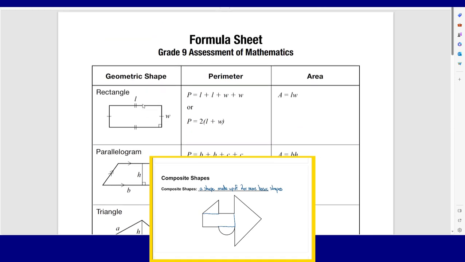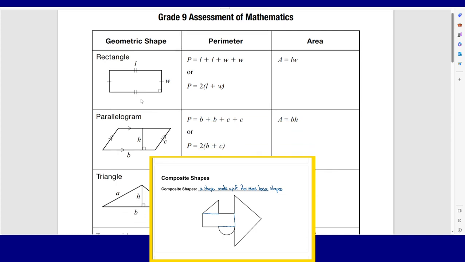So a composite shape is made up of those basic shapes, two or more of them. It could also be shapes added together or shapes subtracted as well. So it varies, or it depends on the situation. But those are examples of some of the basic shapes, and the composite shape is just a figure that is made up of them.